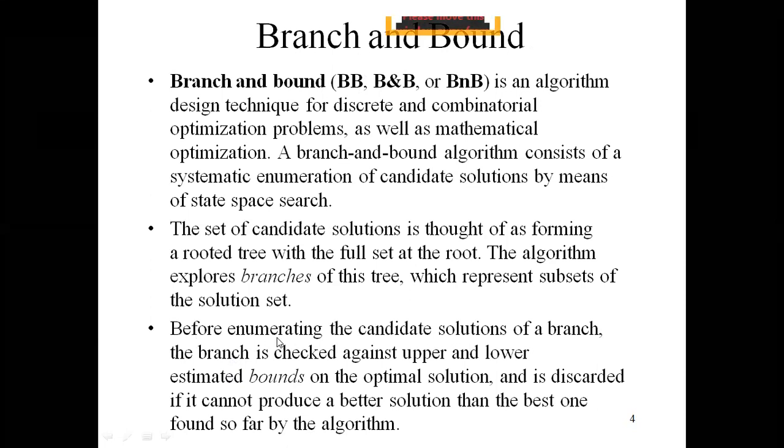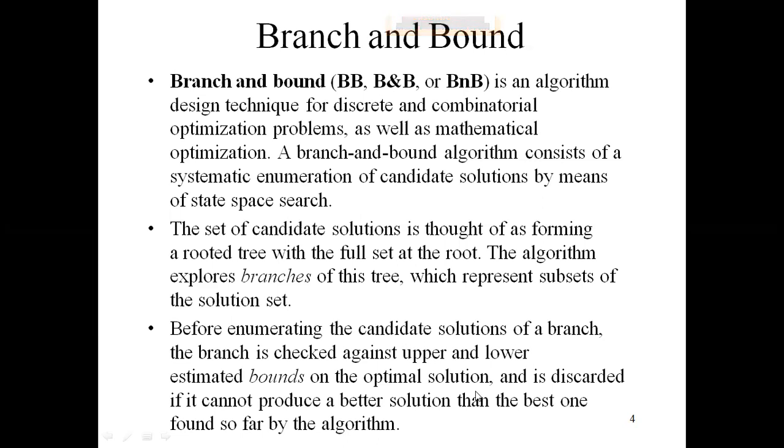Before enumerating the candidate solutions of a branch, the branch is checked against upper and lower estimated bounds on the optimal solution. So we are checking the upper and lower estimated bounds, whether the value is within the upper and above the lower or not. And it is discarded if it cannot produce a better solution than the best one found so far by the algorithm.